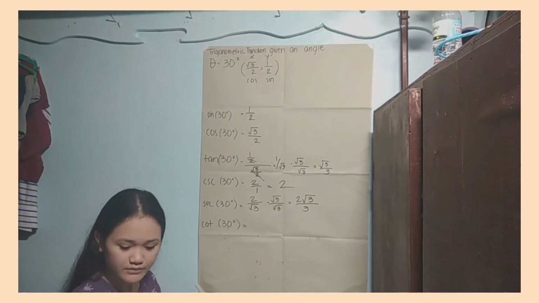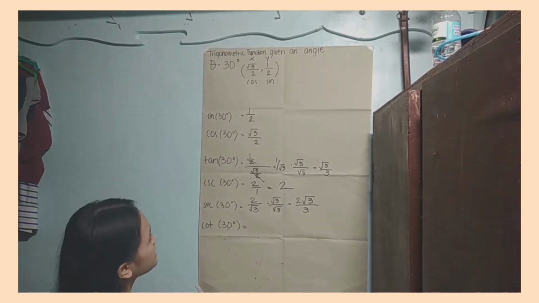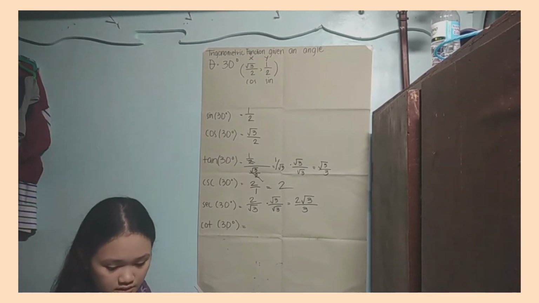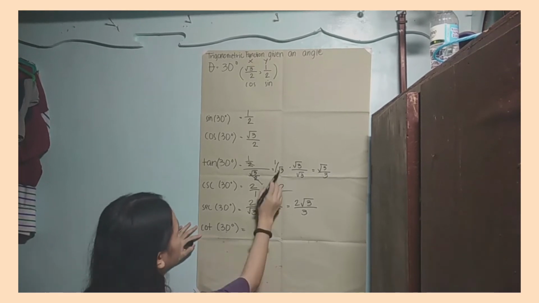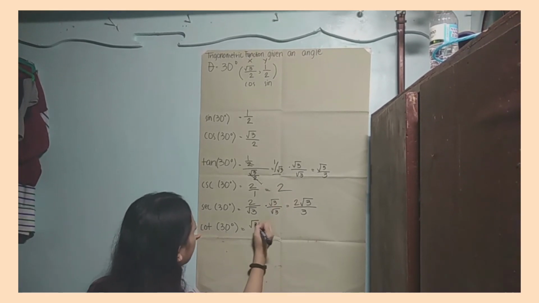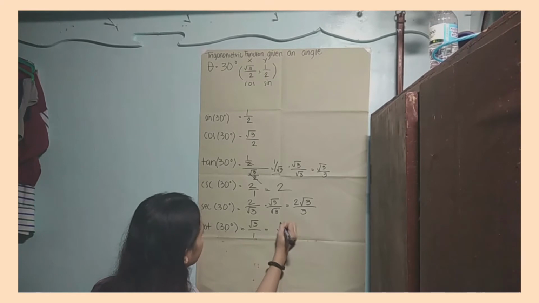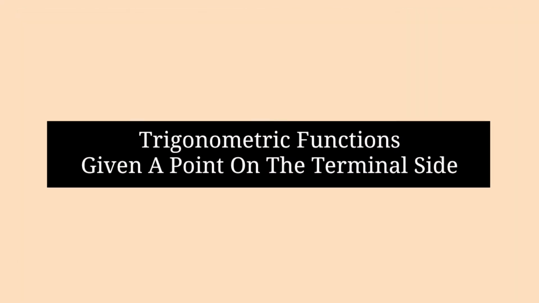Over 3. Next, our cotangent is square root of 3 over 1, or simply square root of 3.